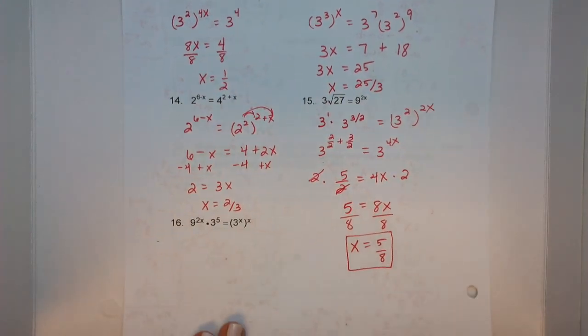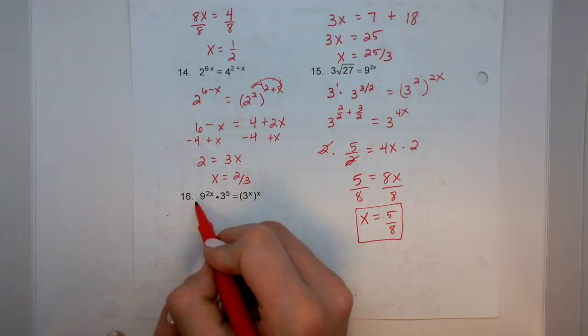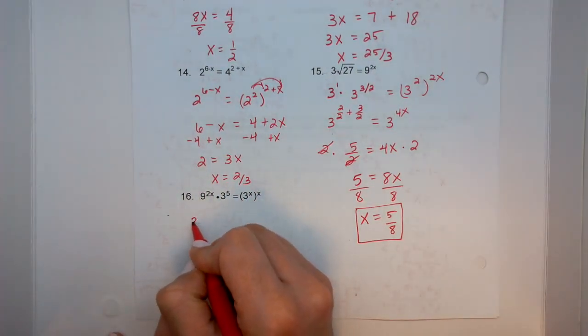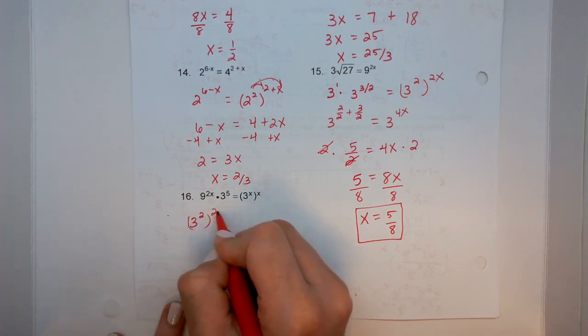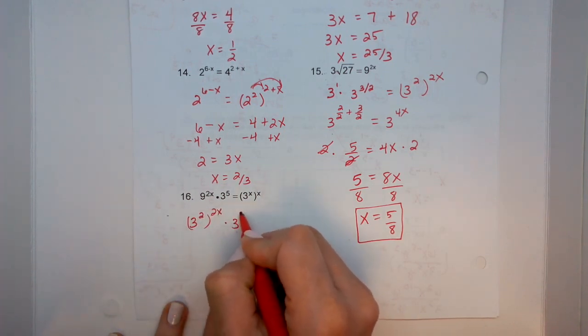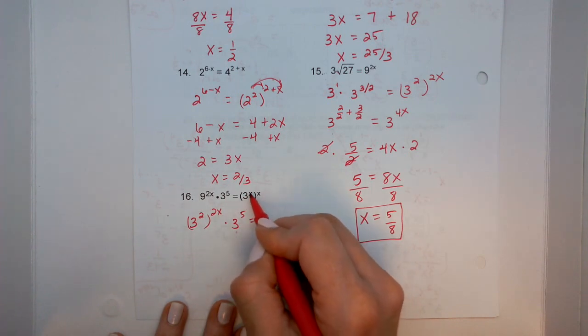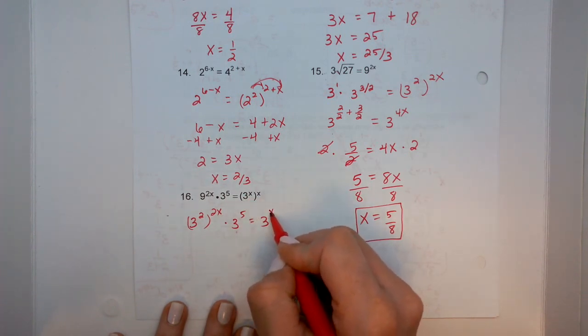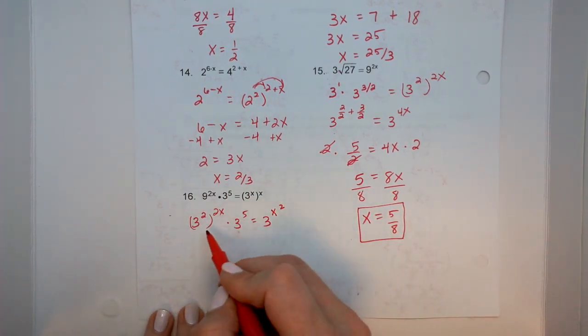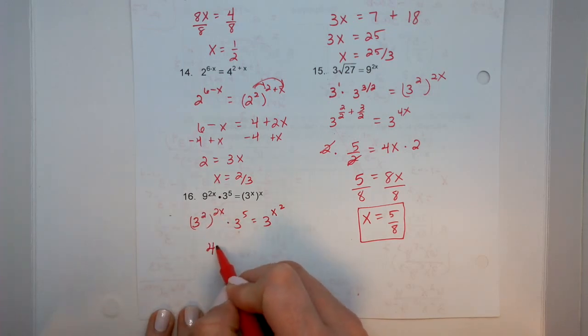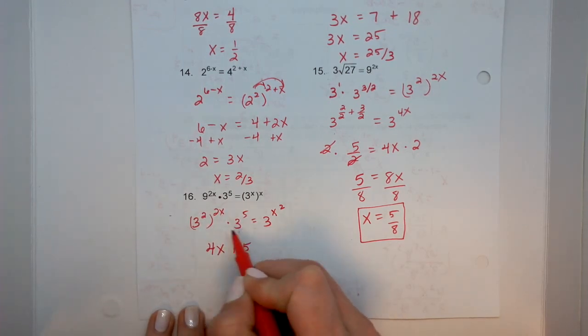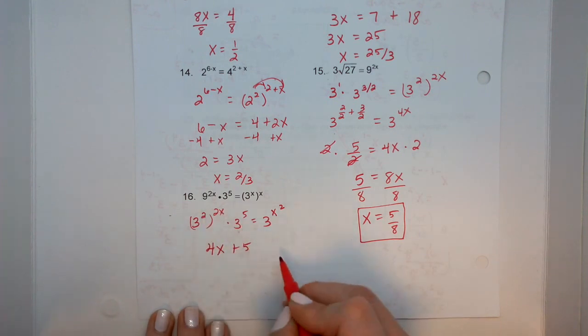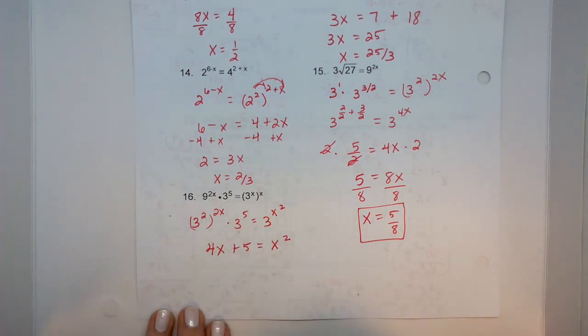Okay. On number 16, we have a common base of 3, so I'm going to rewrite 9 as 3 squared. And I'm going to rewrite 3 to the x as 3 to the x squared. Okay, so here this is 4x. I'm going to add it to 5 because I have the same base and I'm multiplying, so you add the exponents. It's equal to x squared.